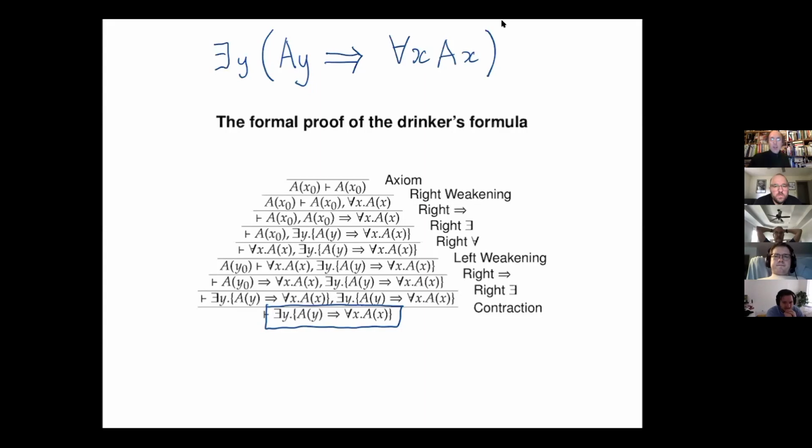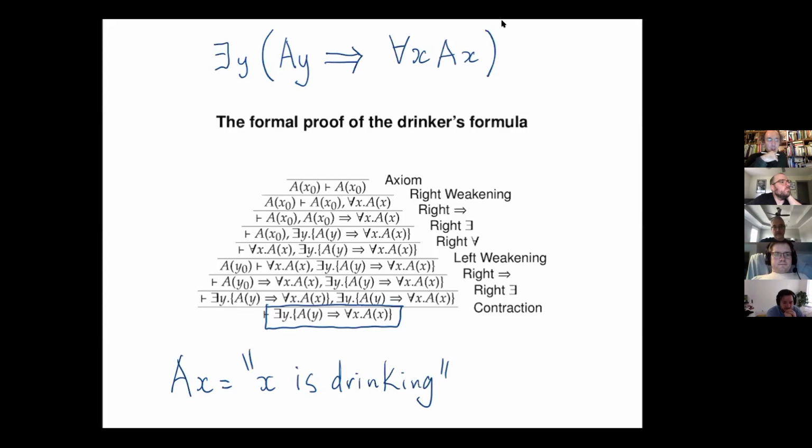And so what it says is that if you call A(X) "X is drinking", you enter a pub or a bar and you want to know who is drinking, the formula says that there is a customer Y who is so sober that if he or she is drinking, then all the other customers are drinking too. This is kind of counterintuitive, but still it's true in classical logic, and this is the proof. And the proof is very small; it's not a big proof.